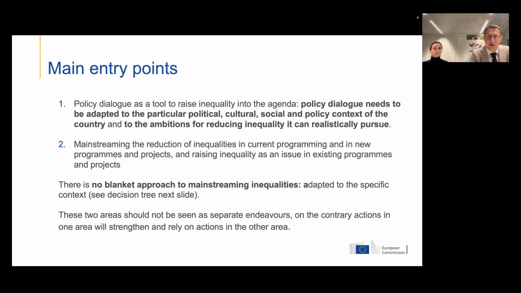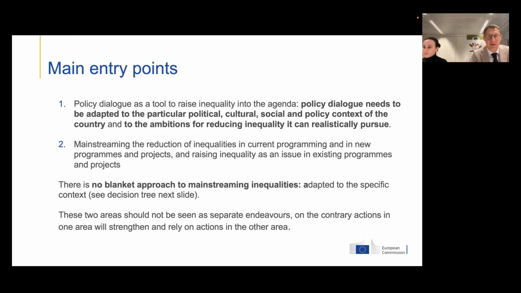The idea of policy dialogue, and we'll come back to that with Mathilde soon, is to use it as a tool to raise inequality into the agenda that you're having with the government, with the country, with all of the stakeholders, and with the other partners of that country. Obviously, policy dialogue will be different from context to context. You don't address the same inequality issues in the same way in different countries.